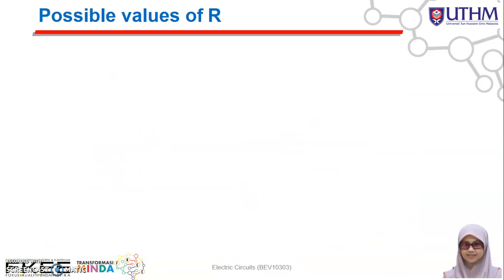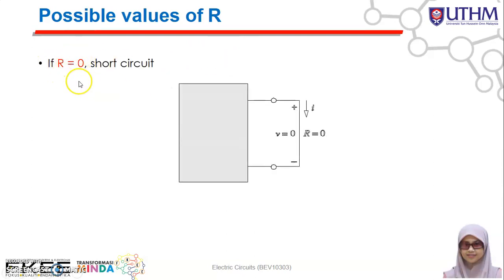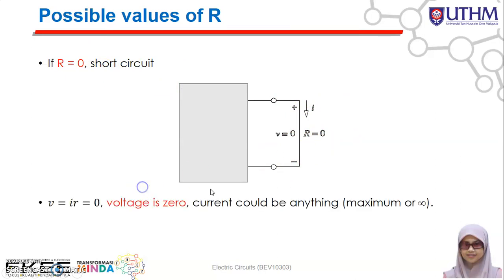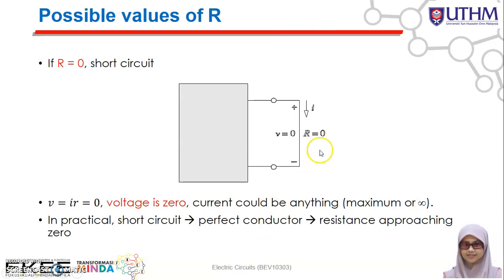Okay, so for the possible values of R, R can lie between the value of 0 until infinite. Let's have a look at the minimum value of R. R can be equal to 0. In this condition, we consider it as a short circuit. So if you have a short circuit, we consider R is equal to 0. When R is 0, voltage is also 0, meaning that the current could be anything. It can be maximum or it can be infinite, right? In practice, a short circuit represents the perfect conductor, where the resistance is approaching 0.